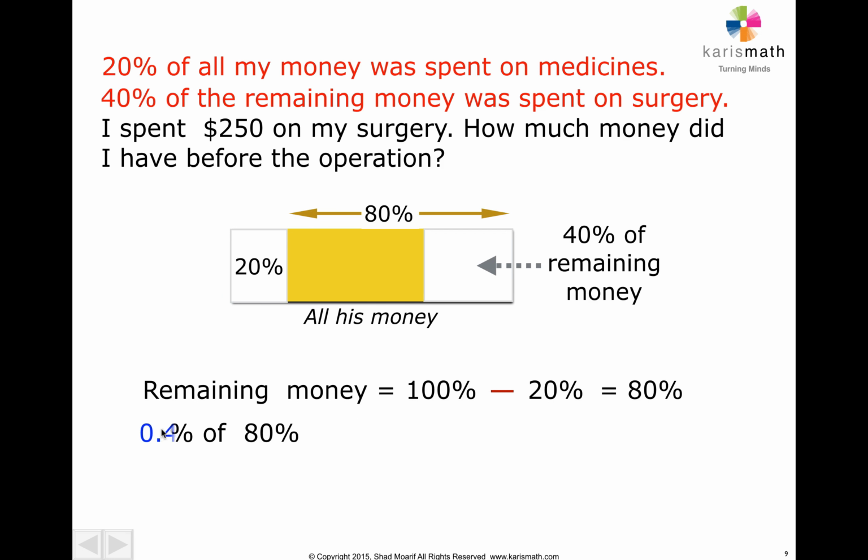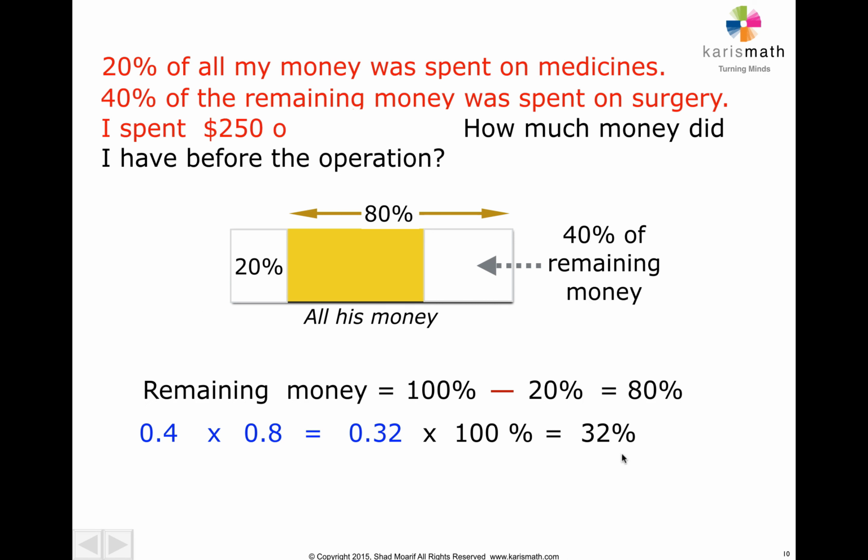So let's take 40% of the remaining money, which is 40% of 80%. Now that's 0.4 times 0.8, and that's, of course, 0.32. Change that to percent: 32%. That is what we spent on surgery, of all my money. Now, if I spent $250 on my surgery, how much money did I have before the operation? That means what was all my money?